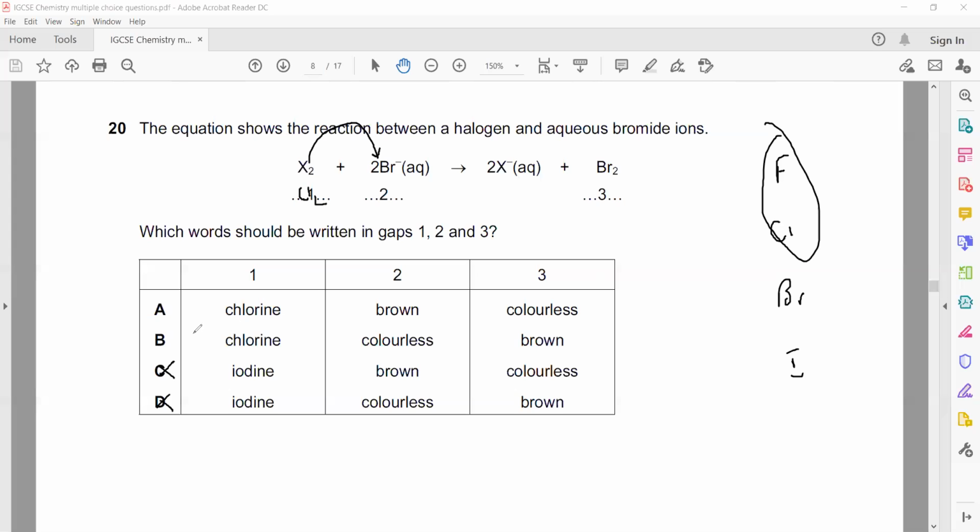So first one is chlorine, bromide ion, chloride ion, fluoride ion. These ions are colorless, but their molecules have colors. So the second option will be colorless, no color. And the third one is brown in color. That's why option B is the right answer.